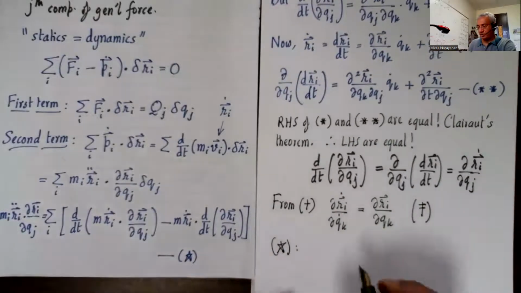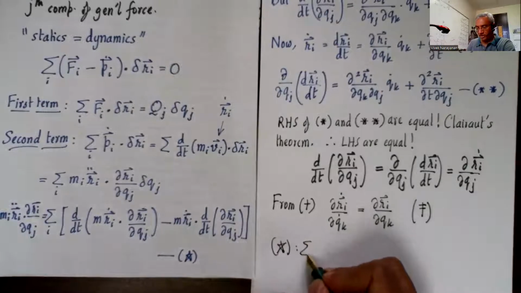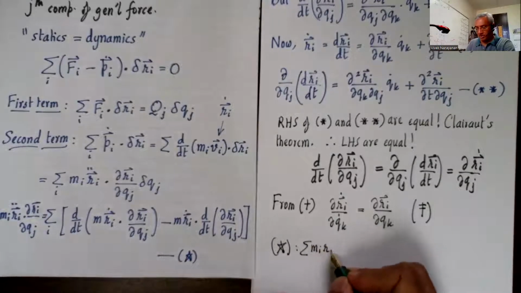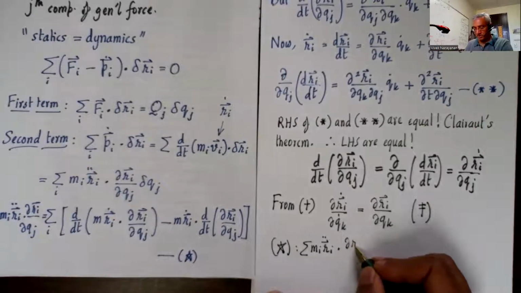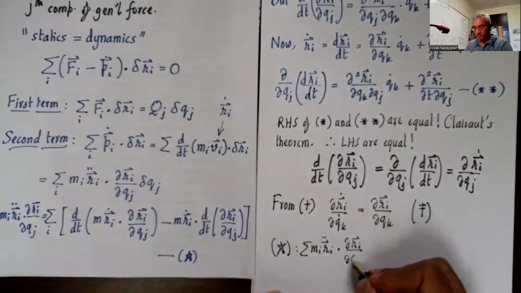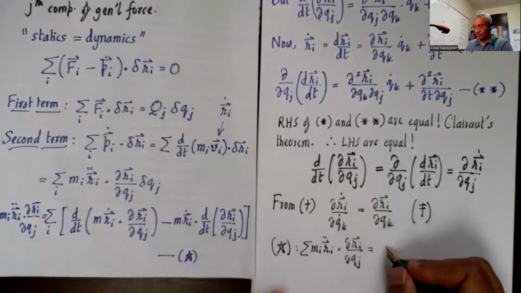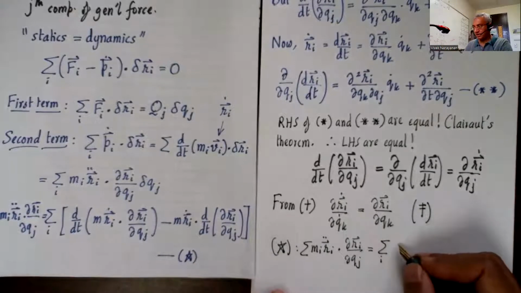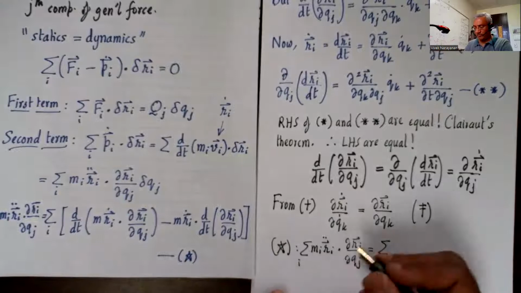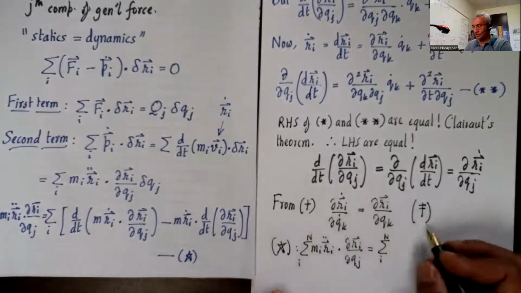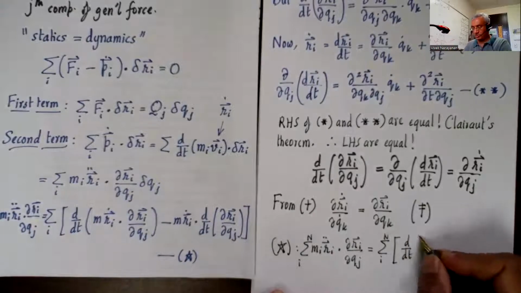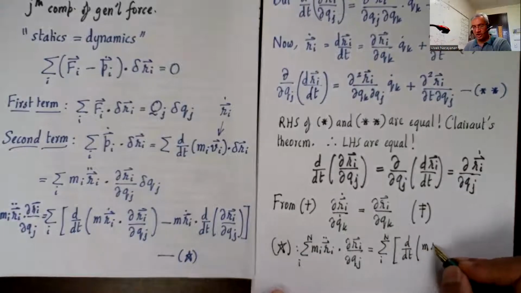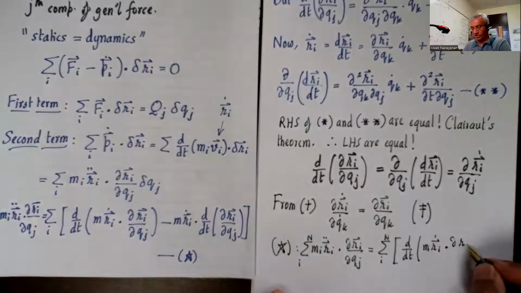What's on the left, I'll repeat on this side. So the sum of m_i r_i double dot, dotted with ∂r_i/∂q_j, is equal to the sum over all i from 1 to n of d/dt. The first term is untouched: m_i r_i dot, dotted with ∂r_i/∂q_j.